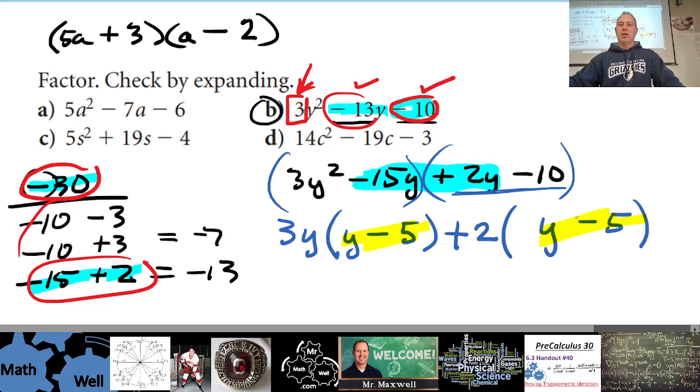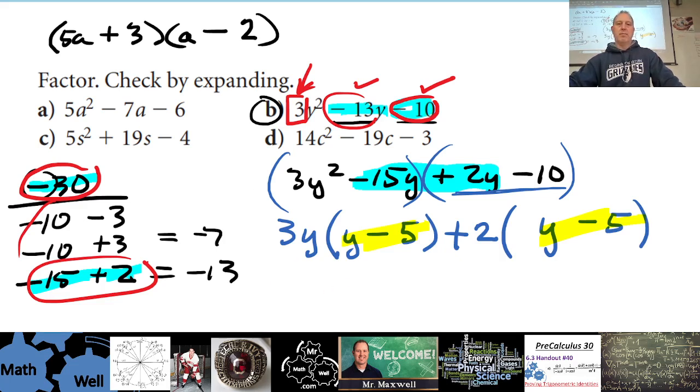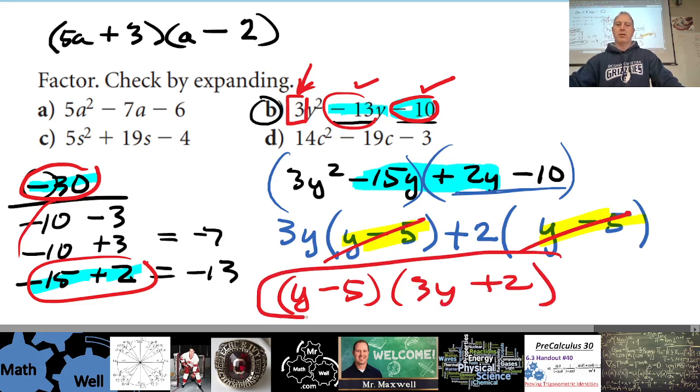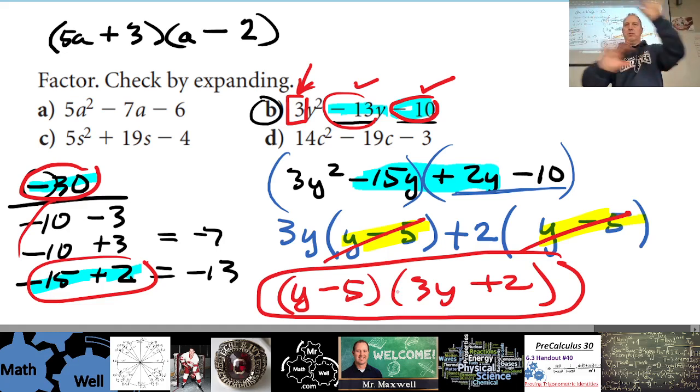So now we're almost done. Finally I'm going to take the common factor of y minus 5 out, and then what's left over when this is gone and divided out, I'm left with 3y plus 2. Done. And it doesn't matter which order you write those factors in.